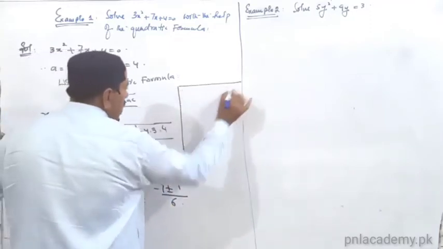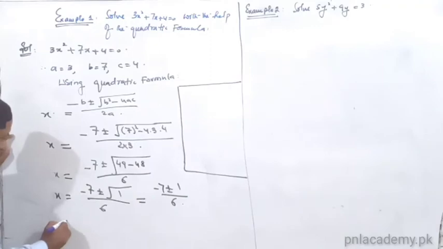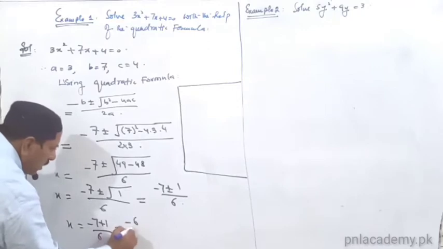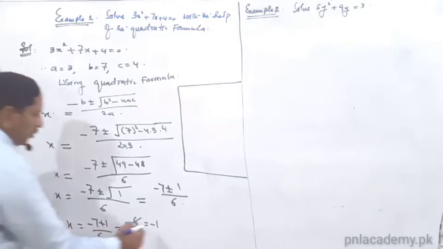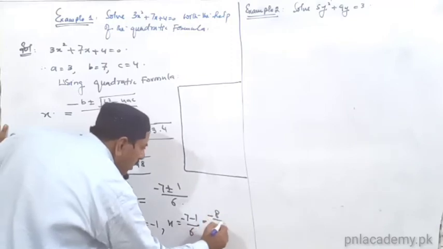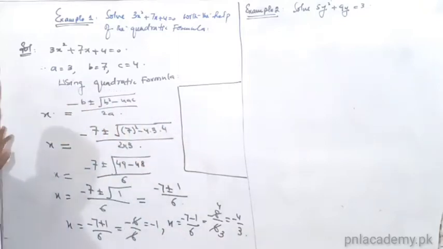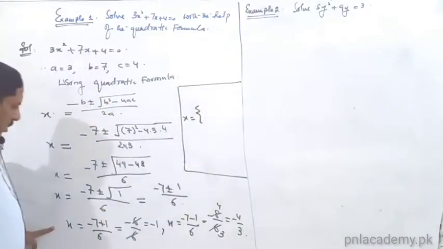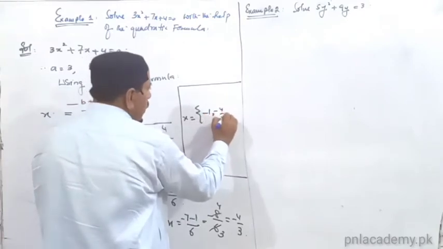So condition that if x is equal to plus 1, x is equal to minus 7 plus 1 upon 6 is equal to minus 6 upon 6, 6 cancel, is equal to minus 1. Next is x is equal to minus 7 minus 1 upon 6, it will be minus 8 upon 6, minus 4 upon 3. So therefore, two roots are minus 1 comma minus 4 upon 3.